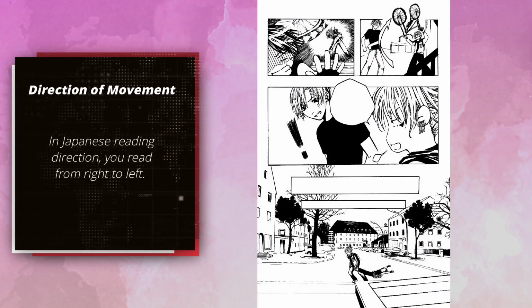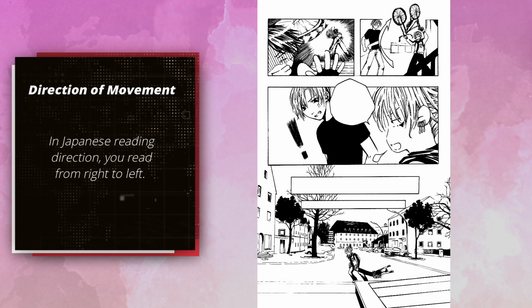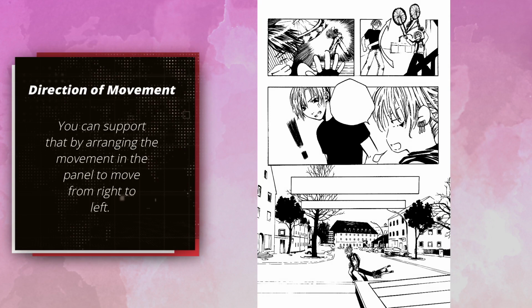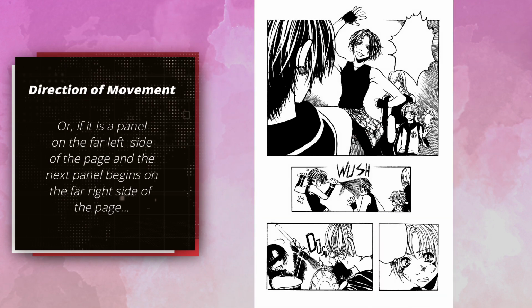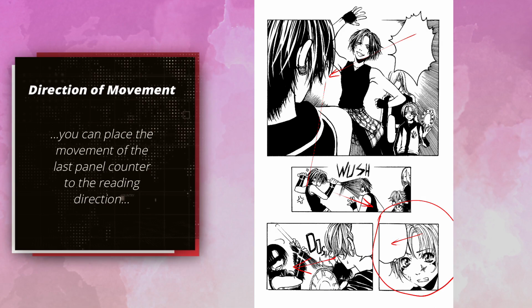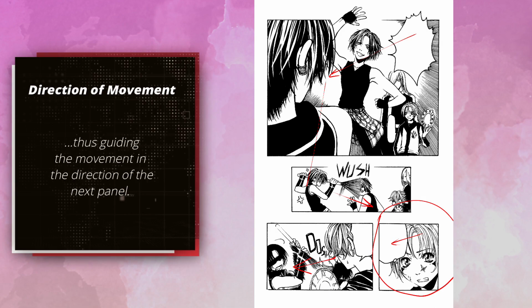Direction of movement. The direction of movement can be used to support the reading flow. For instance, in Japanese reading direction, you read from right to left. So you can support that by arranging the movement in the panel to move from right to left. Or if it is a panel on the far left side of the page and the next panel begins on the far right side of the page, you can place the movement of the last panel counter to the reading direction, thus guiding the movement in the direction of the next panel.